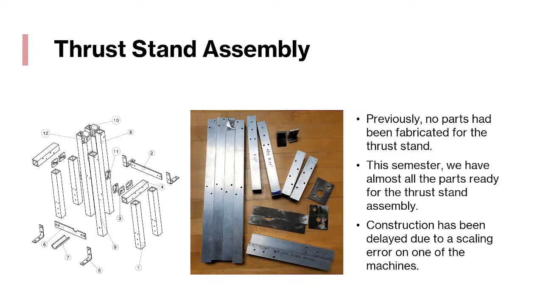And for our thrust stand specifically, previously none of the parts had been fabricated for this part of the experiment. Until this year, we were actually able to take the drawings and the materials that we had and create most of the parts for the thrust stand, which are ready to go. One of the only things that is prohibiting us currently is that we did have a scaling error with one of the machine parts. The water jet cut it to actually be 2 times larger than it was.